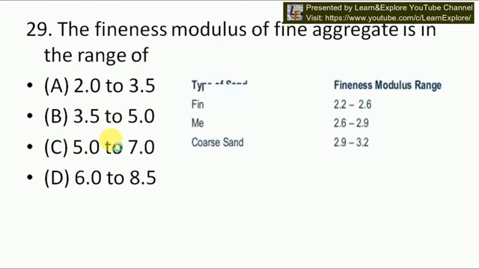Okay. Next question. The fineness modulus of fine aggregate is in the range of 2.2 to 3.5, 3.5 to 5.0, 5.0 to 7.0, 6.0 to 8.5. So the fineness modulus of fine aggregates is in the range of, we all know, 2.2 to 3.5. Okay, and these are for fine sand 2.2 to 2.6, medium sand 2.6 to 2.9, coarse sand 2.9 to 3.2. Our next question.